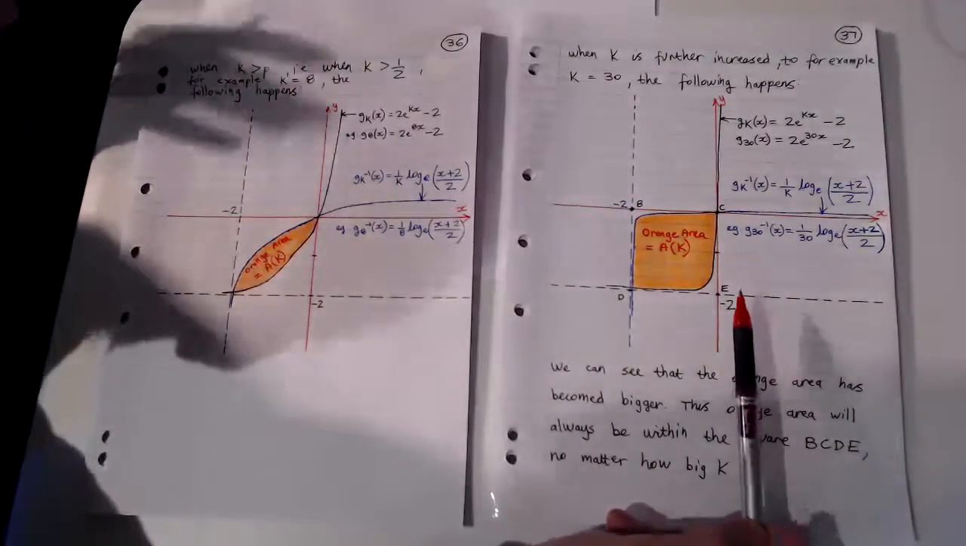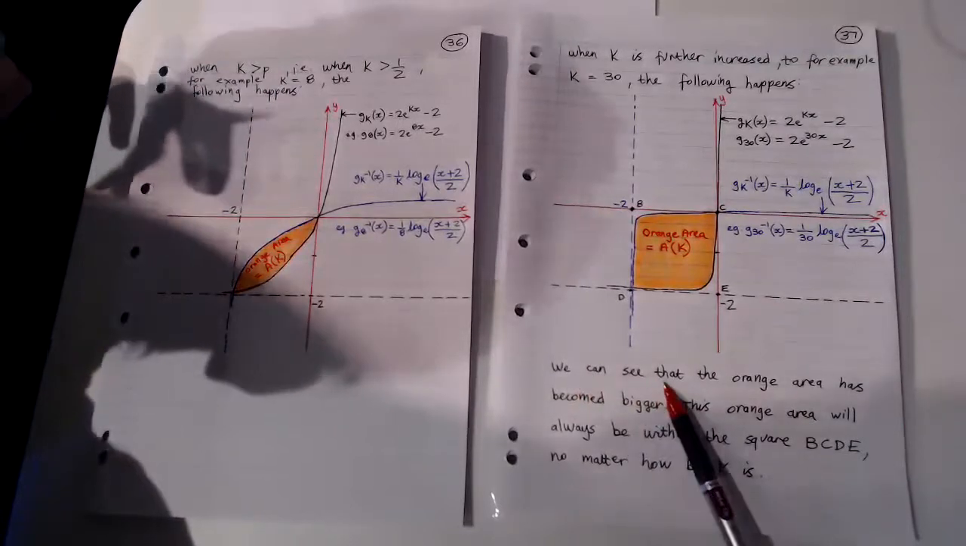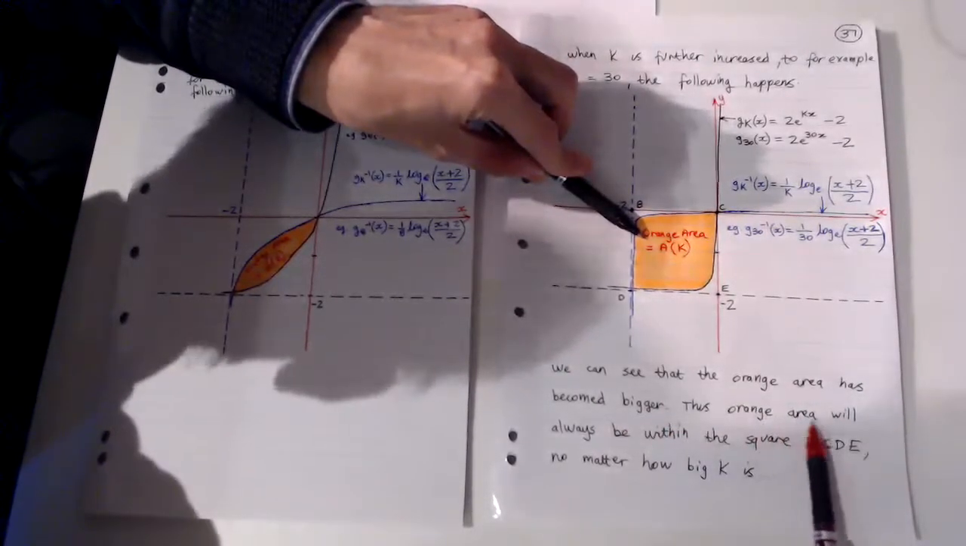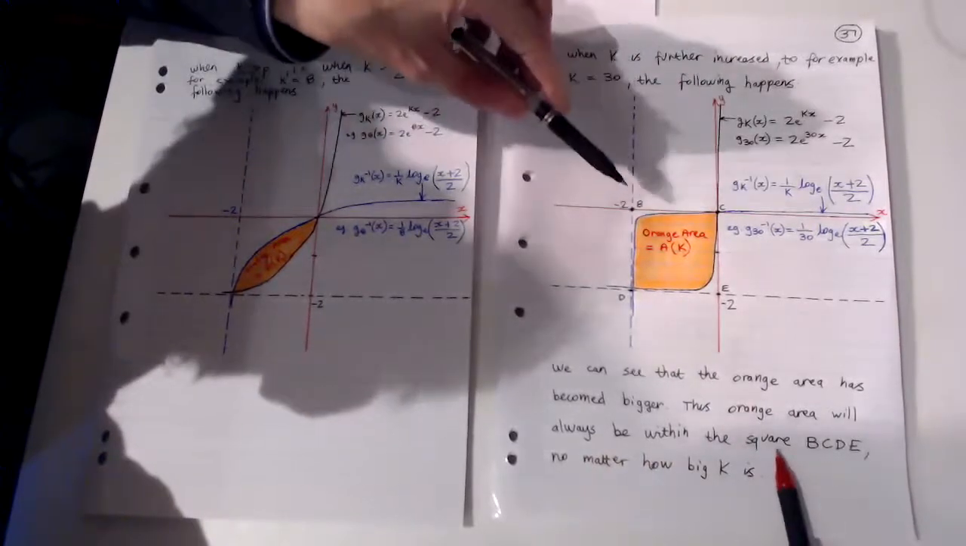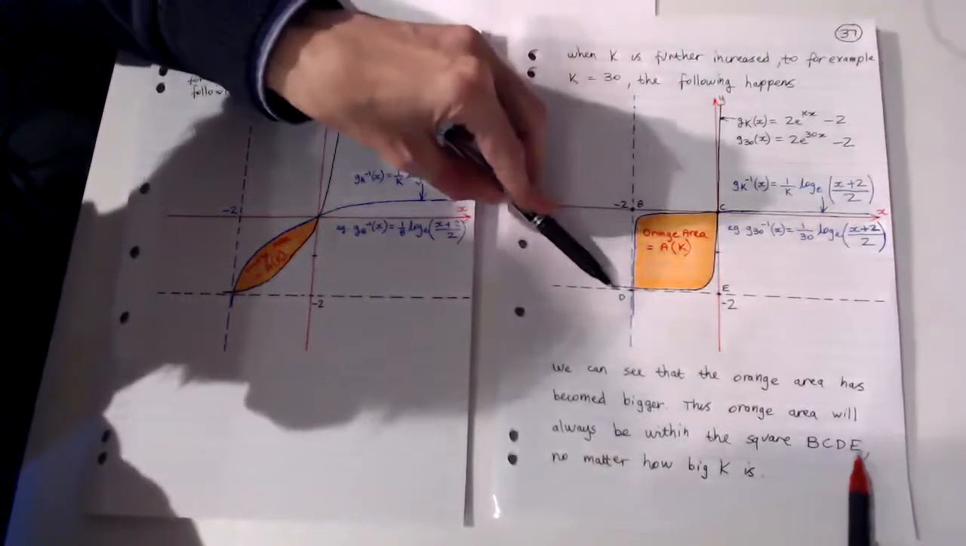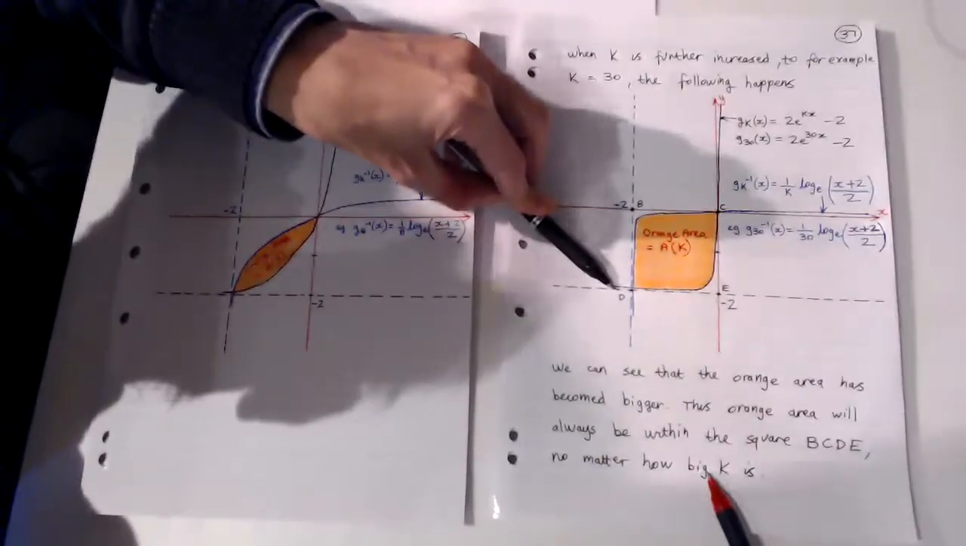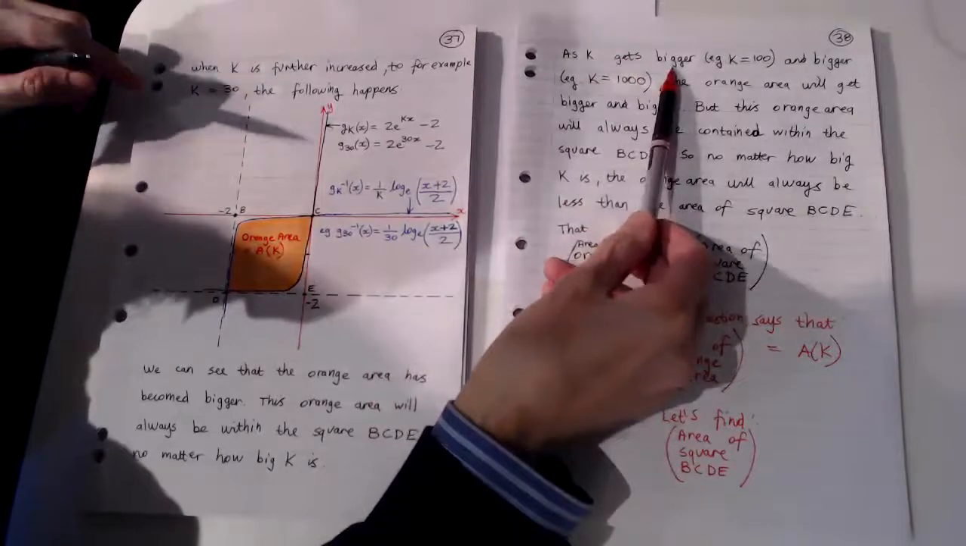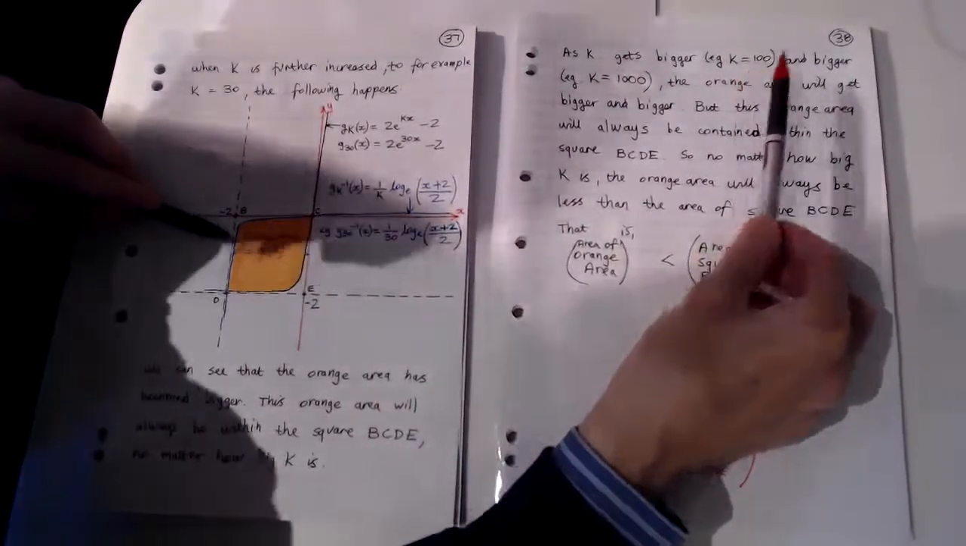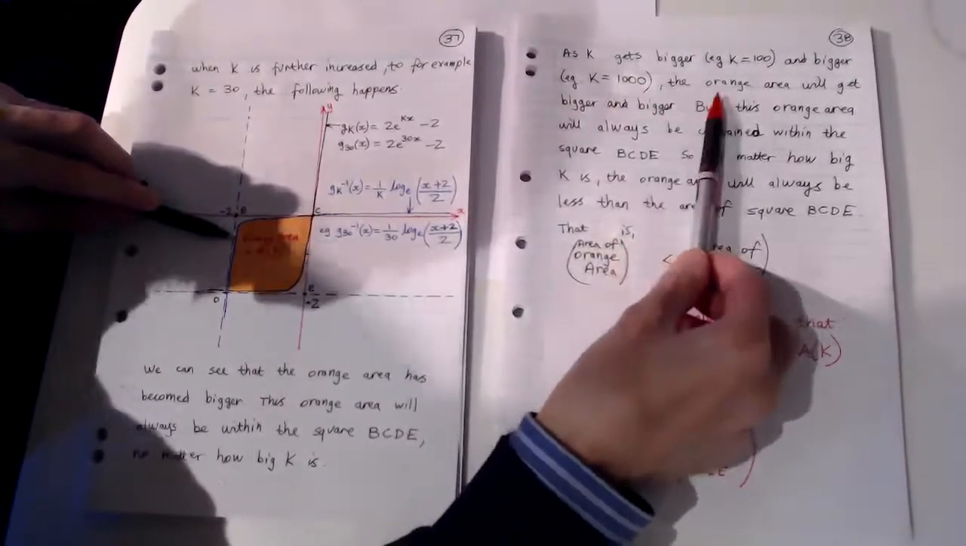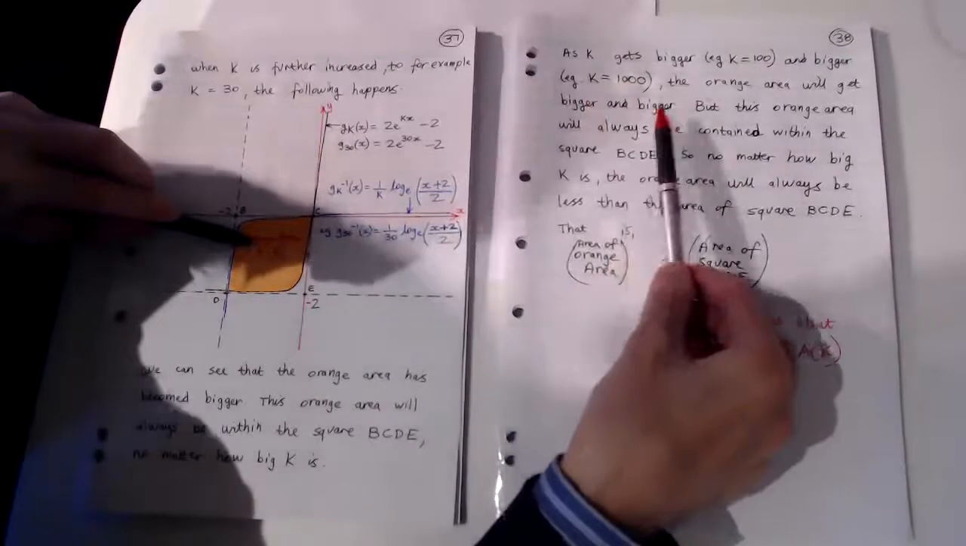So by saying that, we can go on to say the following. We can see that the orange area has become bigger. This orange area will always be within the square VCDE, no matter how big K is. And as I was saying, as K gets bigger, for example, K equals 100 and bigger, for example, K equals 1000, the orange area will get bigger and bigger.